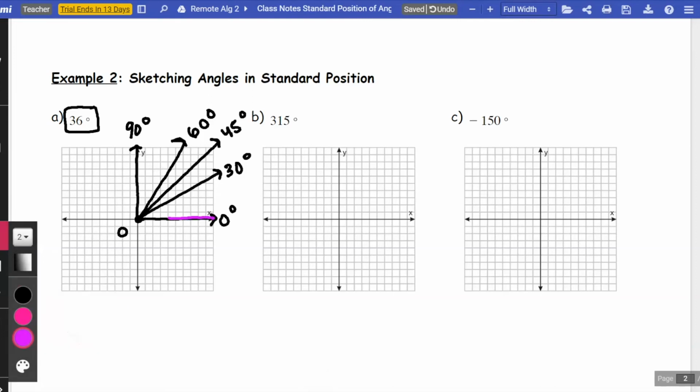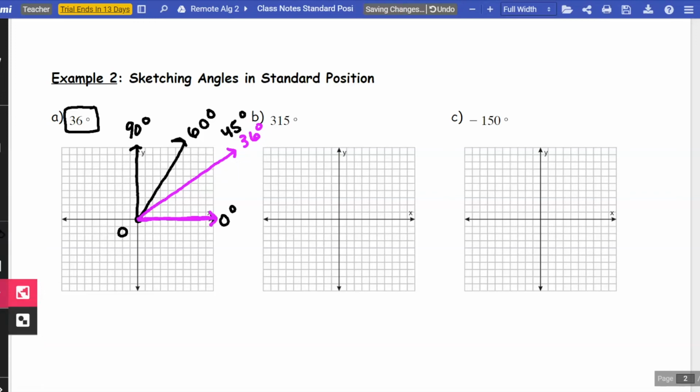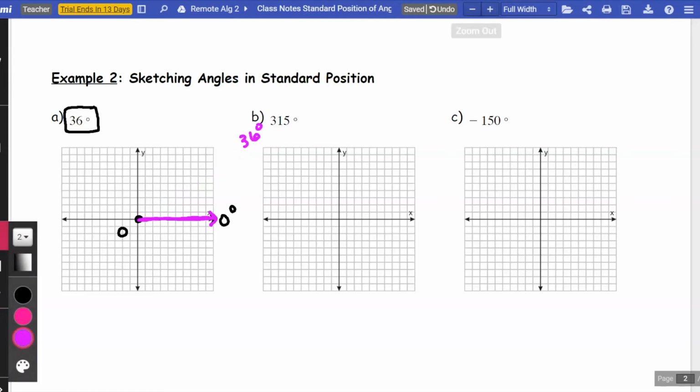And I'm going to go ahead and do this in purple. So 36 is probably going to be about right there. And now I'm going to go back and erase these extra lines because I don't want my picture to be confusing. There we go. I did not mean to erase that. And we have drawn in a 36-degree angle.